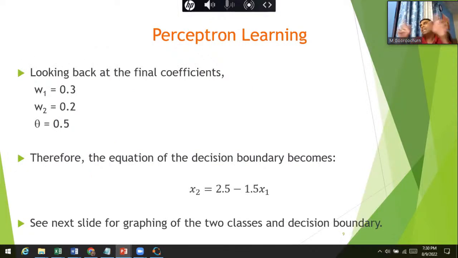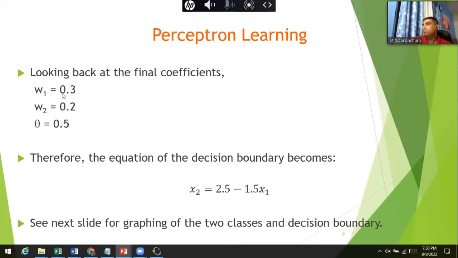Now, remember there were some diagrams I showed you, a scatter plot, where for the AND function we draw the 4 samples and then we are able to draw a line. So it's very interesting for us to see the result we got. W1 was 0.3, W2 was 0.2, and the threshold was 0.5. This is what actually allowed us to represent our AND function correctly.